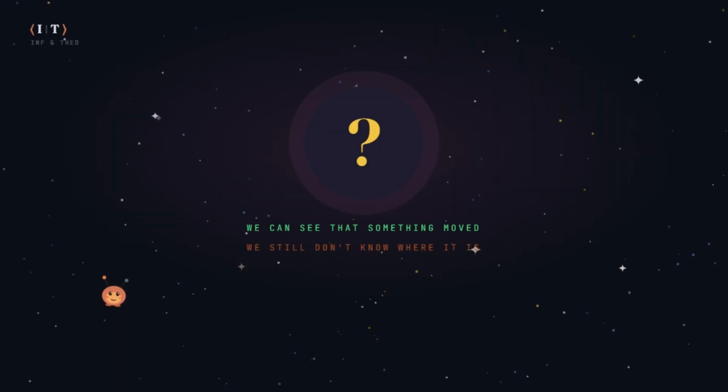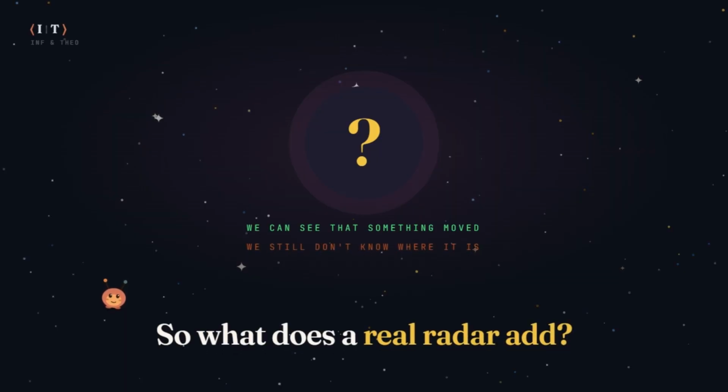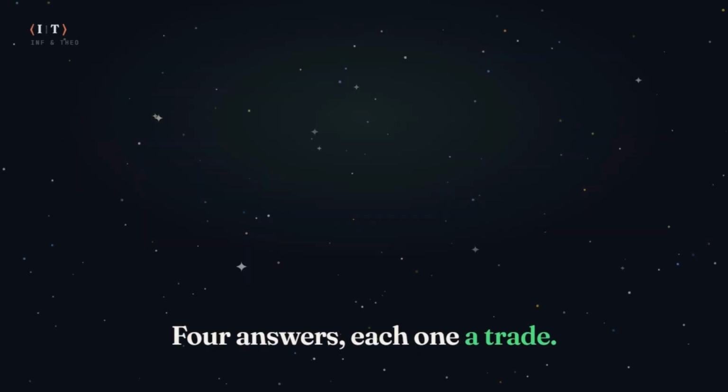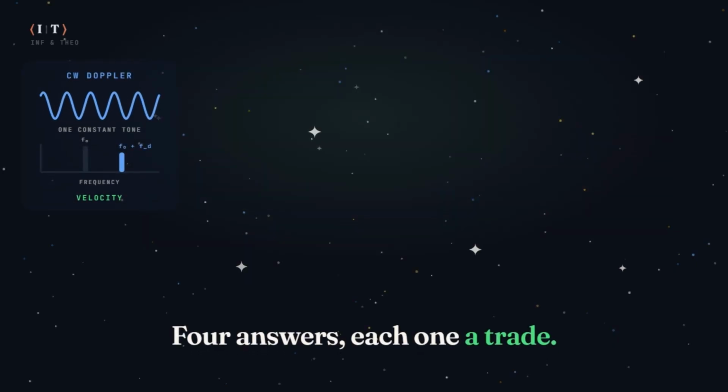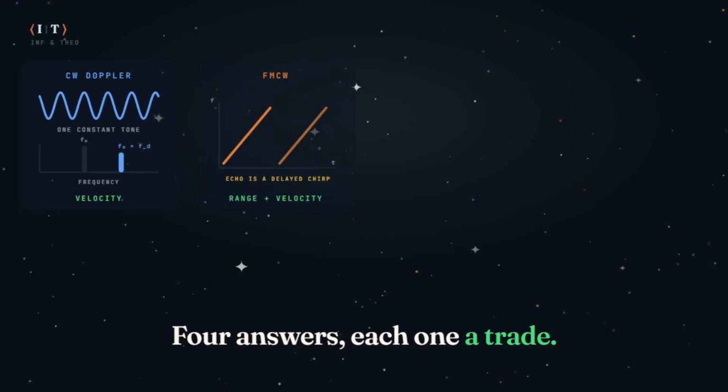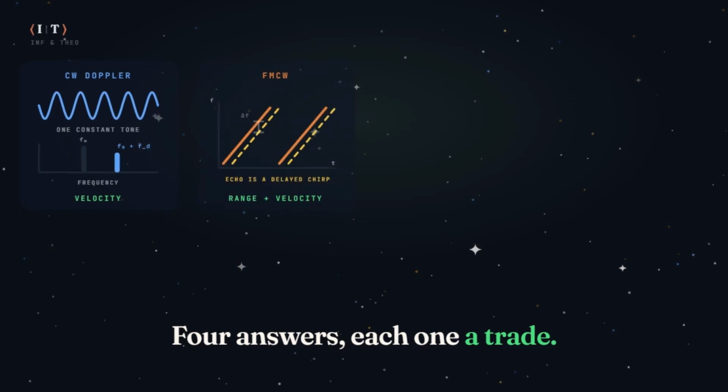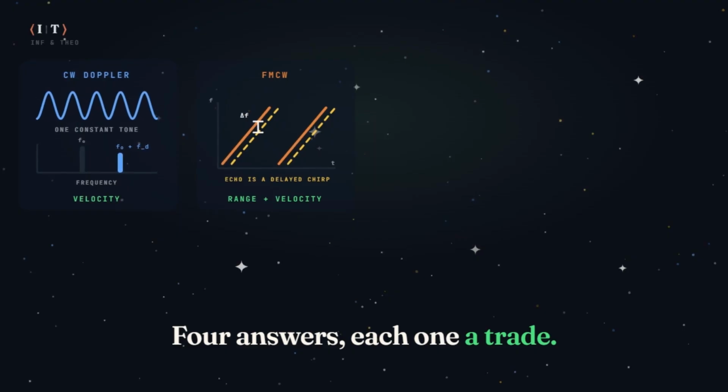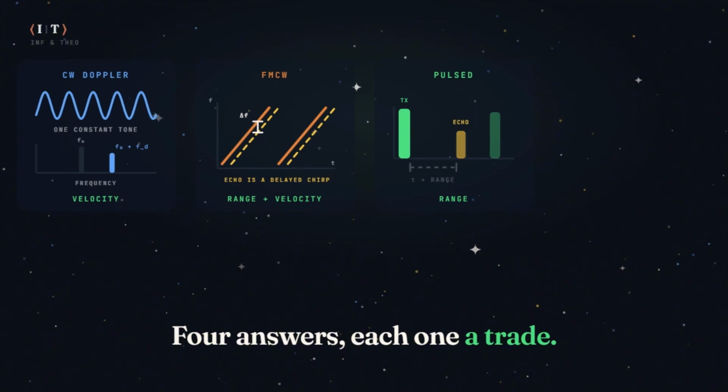So honestly, what did we build? Something that knows that a thing moved, roughly how fast, and nothing at all about where. Real radars fix exactly this. 4 classic answers. Continuous wave. Hold one tone and read only Doppler. Speed, no range. FMCW. Sweep the frequency, and the echo returns as a delayed sweep. So the frequency gap gives you range and velocity together.